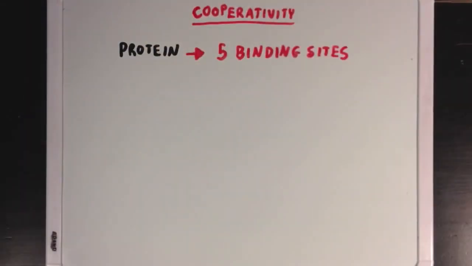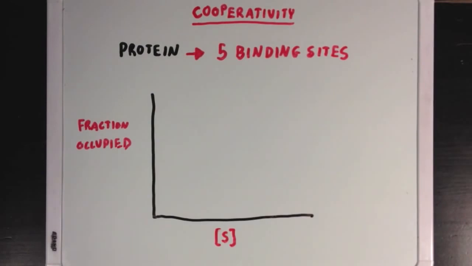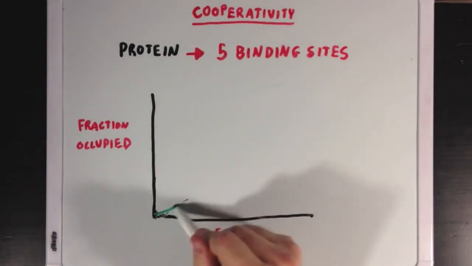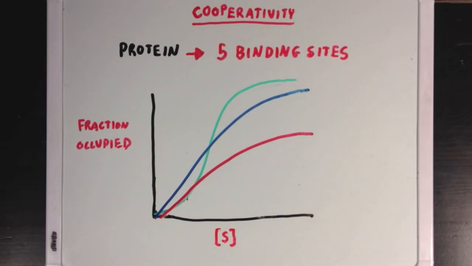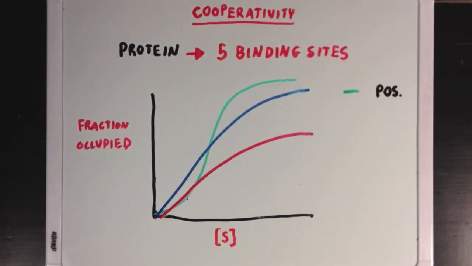If we have a protein with, let's say, 5 binding sites, and plot the fraction occupied versus the substrate concentration, we would come up with 3 possible curves. The green curve, which takes on a sigmoidal shape, would represent an enzyme with positive cooperativity. The blue curve with a hyperbolic shape would represent an enzyme with non-cooperative binding. And the red curve would represent an enzyme with negatively cooperative binding.